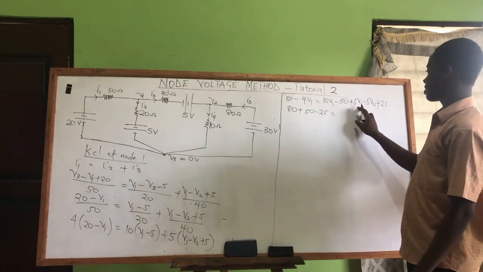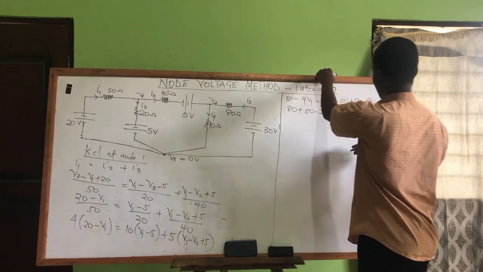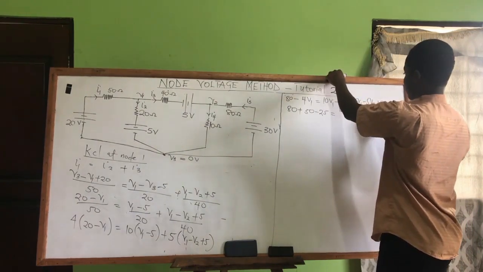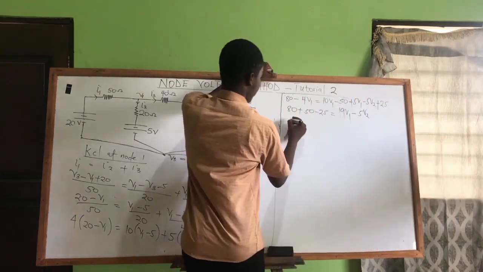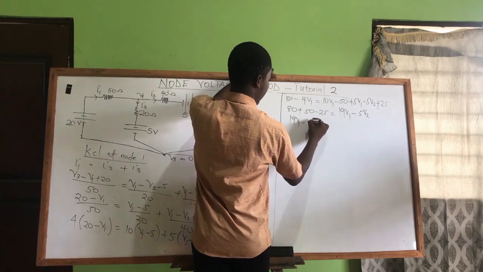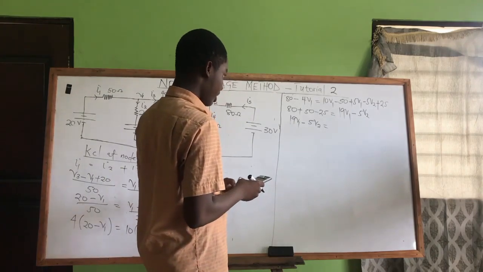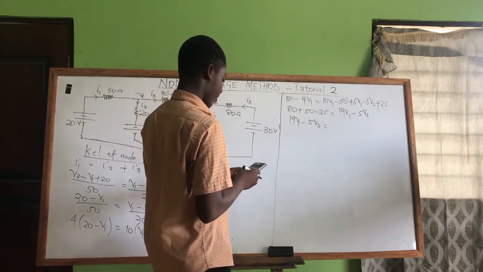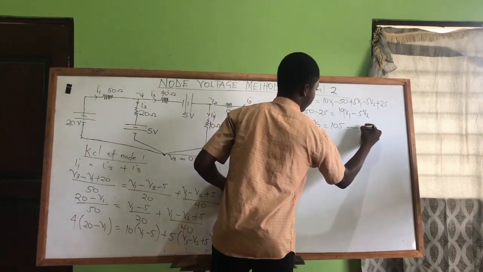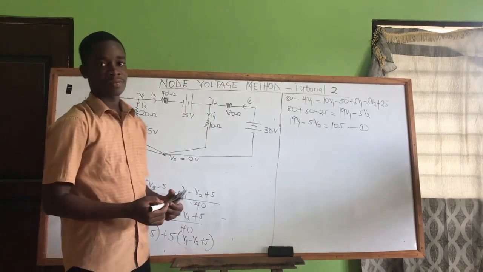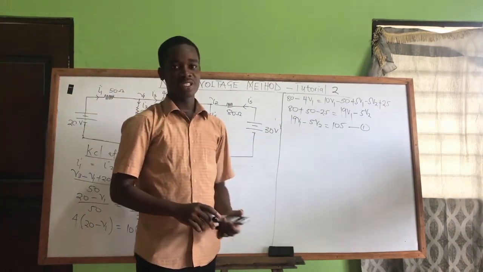10V1 plus 5V1 plus 4V1 is giving us 19V1 minus 5V2. We are just simplifying this equation. So what do we have here? We have 19V1 minus 5V2 is giving us what? We have 80 plus 50 minus 25. That is 105. So this can be our first equation.